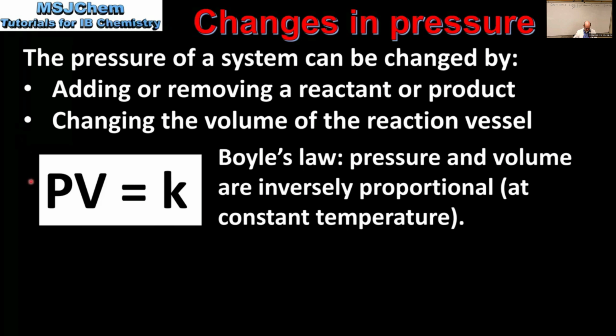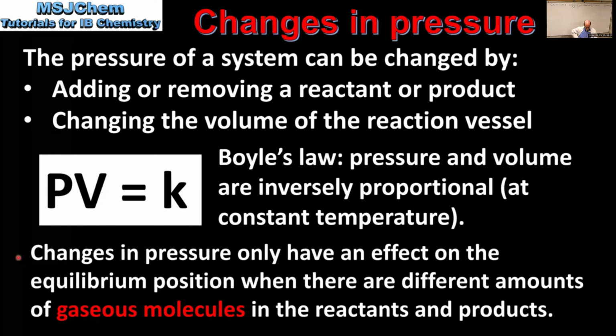Boyle's law states that pressure and volume are inversely proportional at constant temperature. This can be written in equation form as P times V equals constant K. Changes in volume will affect the pressure of the reaction vessel. For example, if the volume of the reaction vessel is increased, the pressure will decrease. And if the volume of the reaction vessel is decreased, pressure will increase.